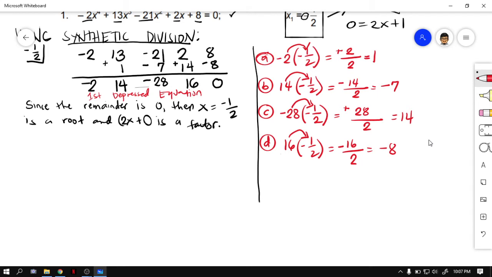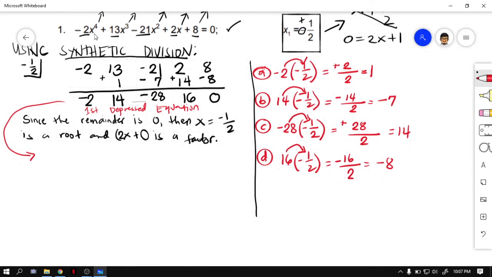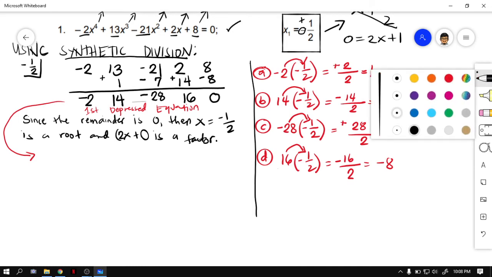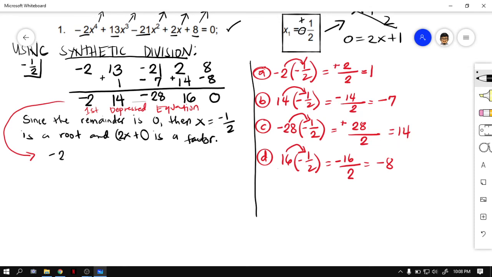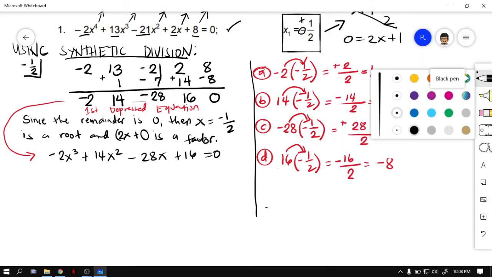So, arrange lang natin ito. Since x raised to 4 ang original highest degree natin, since na-depress na siya, ang susunod niyan ay magiging x cubed. So, we have negative 2x cubed plus 14x squared minus 28x plus 16 is equal to 0. So, ito na yung tinatawag nating first depressed equation. Ito na yung unang na-depressed na equation.